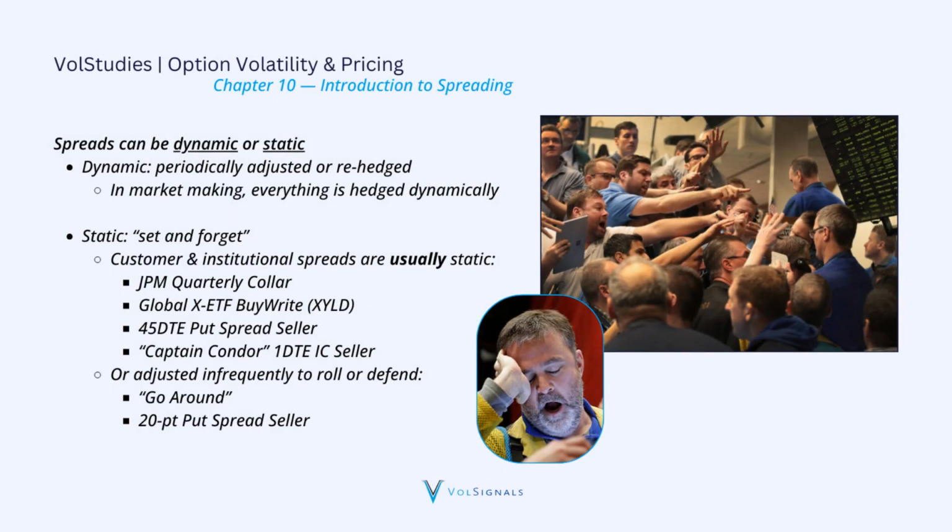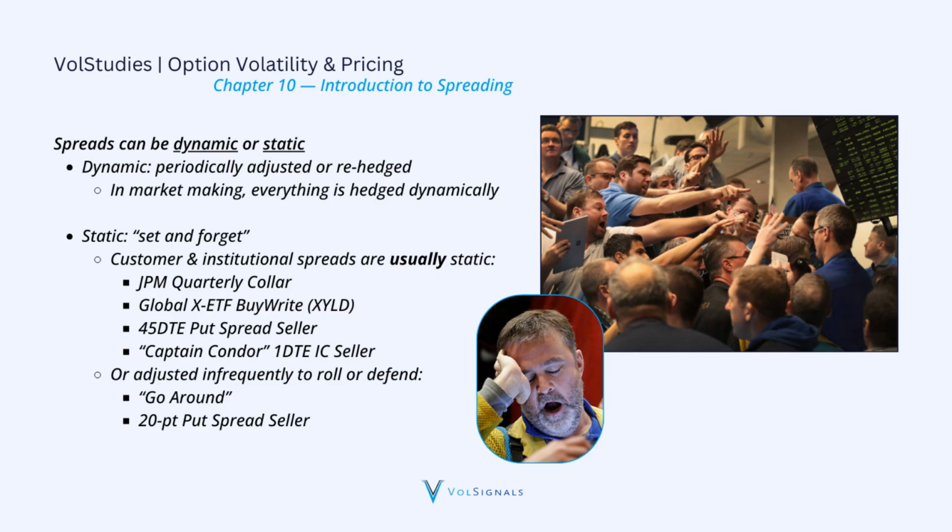Spreads can be dynamic or spreads can be static. When we talk about market making, almost everything is dynamic. Things are hedged so frequently as to be considered continuous. When it comes to customer spreads or institutional spreads, and of course our own spreads, they're usually static or much closer to static with less frequent adjustments.